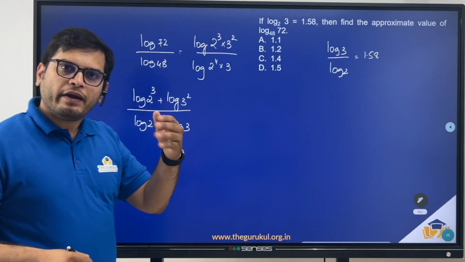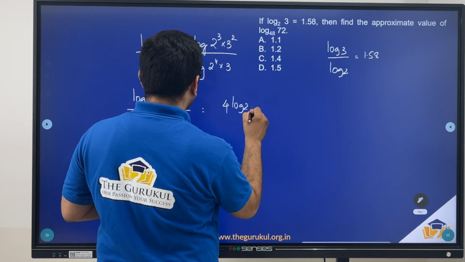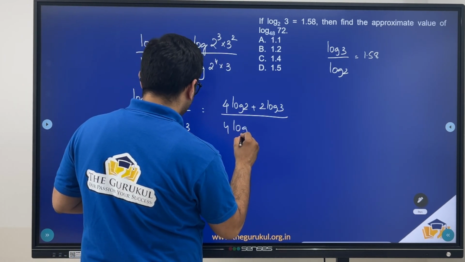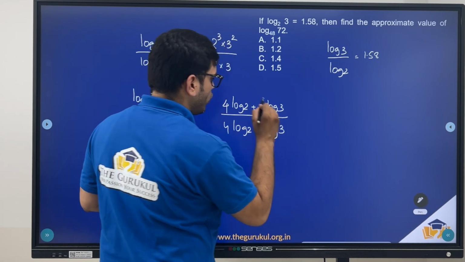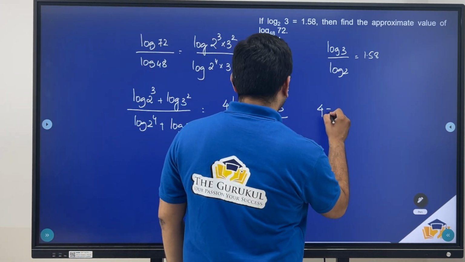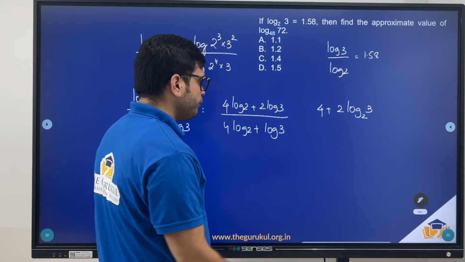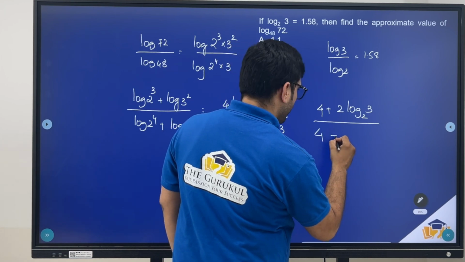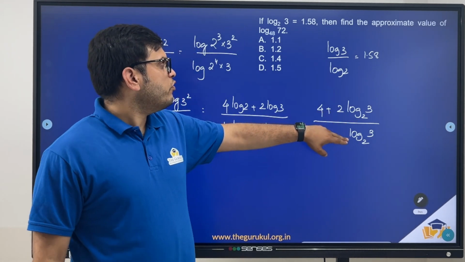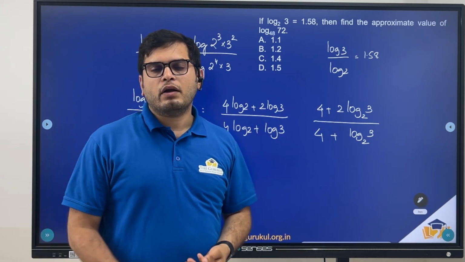Log x power n can also be written as n log x. So this will be 4 log 2 plus 2 log 3 by 4 log 2 plus log 3. Now let me divide both numerator and denominator with log 2. So this will be 4 plus 2 log 3 by log 2, which is nothing but log 3 base 2, by 4 plus log 3 by log 2, log 3 base 2. Now we know the value of log 3 base 2 is 1.58. Substitute the value of log 3 to base 2 as 1.58 and you can answer this question.